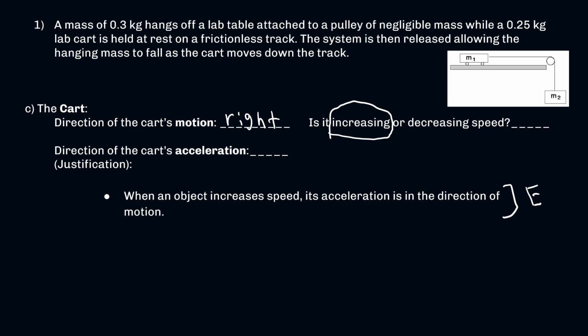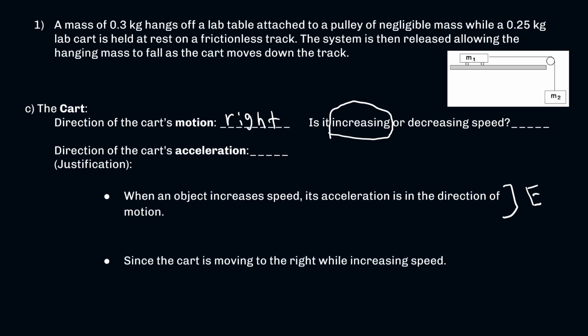Then my reasoning is going to be that since the cart is moving to the right while increasing speed. This is important, to explain both of these things. If for some reason on an AP exam you had to explain the direction of acceleration for an object, you want to explain everything so you're as thorough as possible when communicating your ideas of physics. So this is going to be my reasoning here.